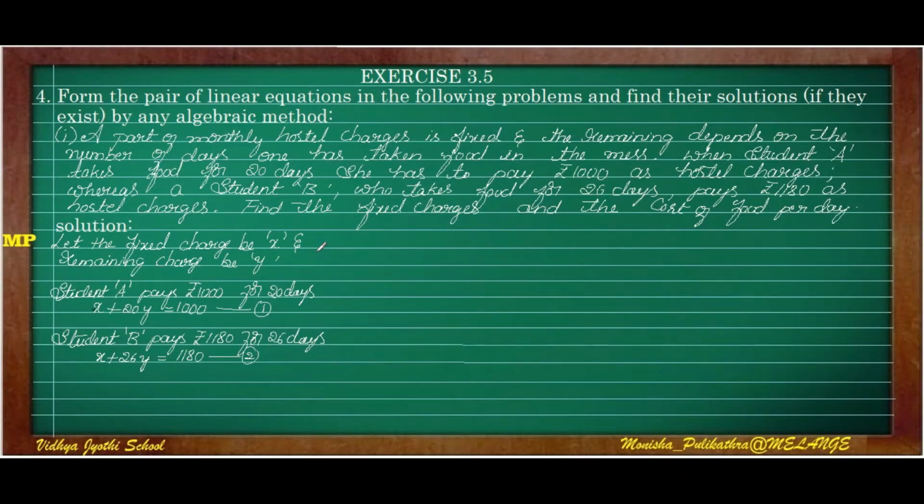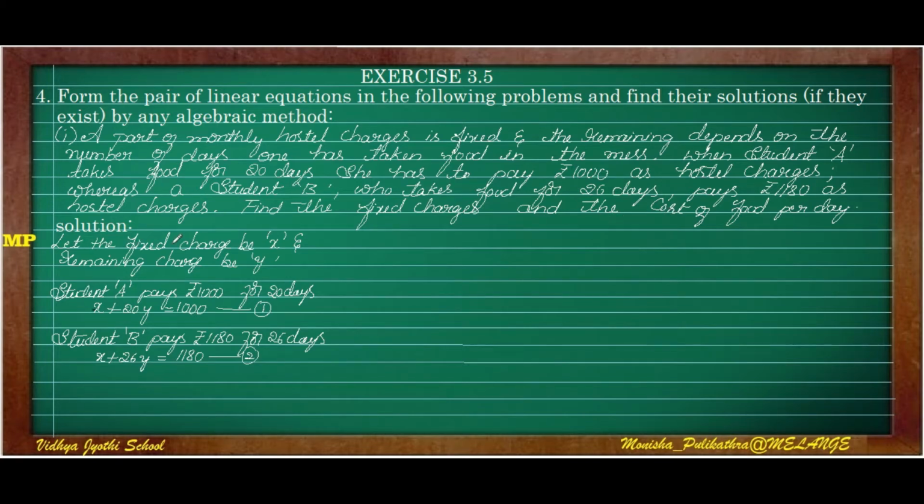The first question of this session is, a part of monthly hostel charges is fixed and the remaining depends on the number of days one has to take food in the mess. When student A takes for 20 days, she has to pay 1000, and when student B takes for 26 days, she has to pay 1180. So find the fixed charges and cost for food per day.